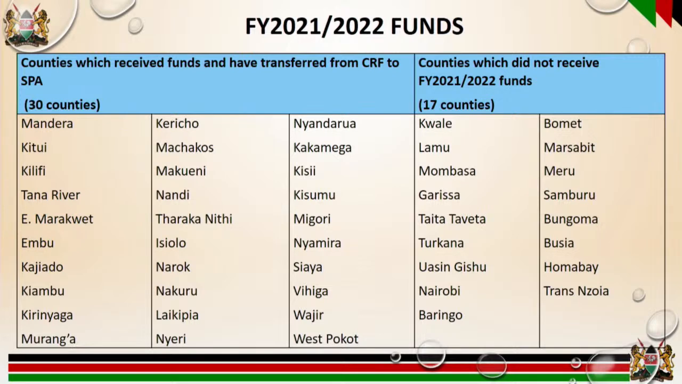So we had 30 counties that got the funds, as you can see on the screen. The 17 that did not get the funds include, as you can see, Kwale, Lamu, Mombasa, Garissa, Taveta, Turkana, Uasin Gishu, Nairobi, Baringo, Bomet, Marsabit, Meru, Samburu, Bungoma, Busia, Homa Bay, and Trans Nzoia. So we'll be sharing this presentation after this meeting, so you'll be able to look in detail and refer to the same and follow up in case you will need further clarification.